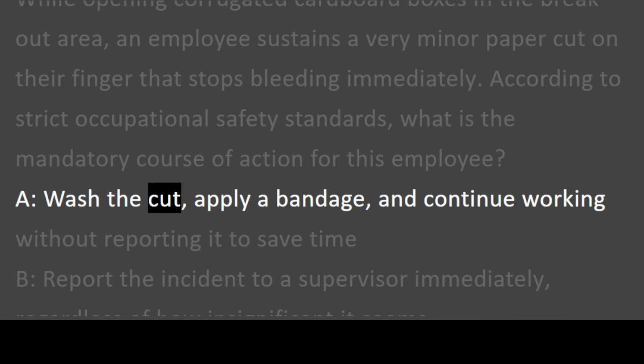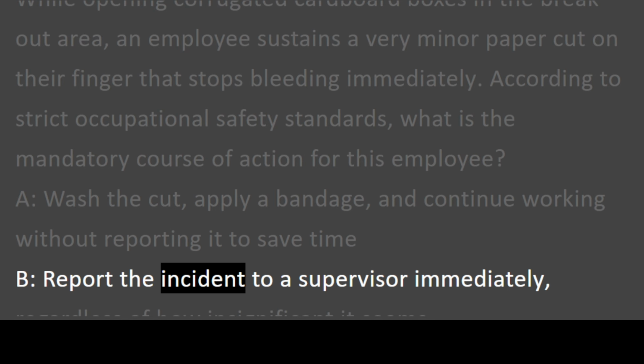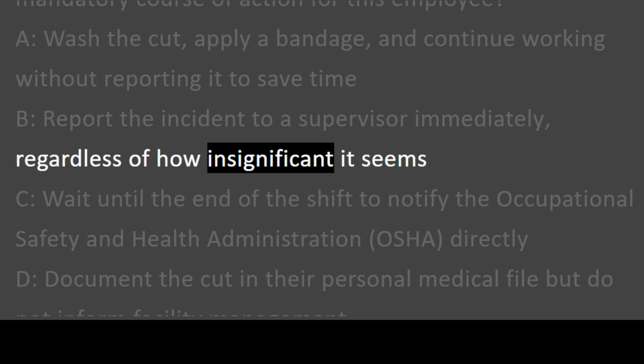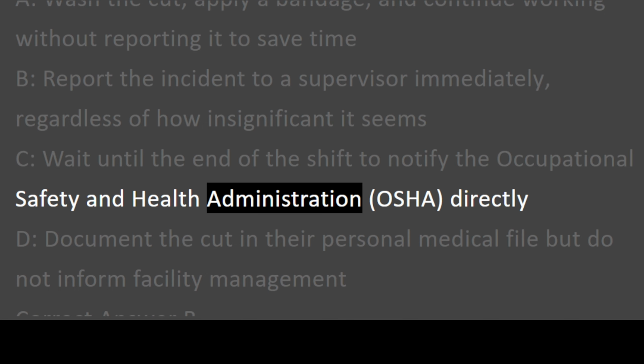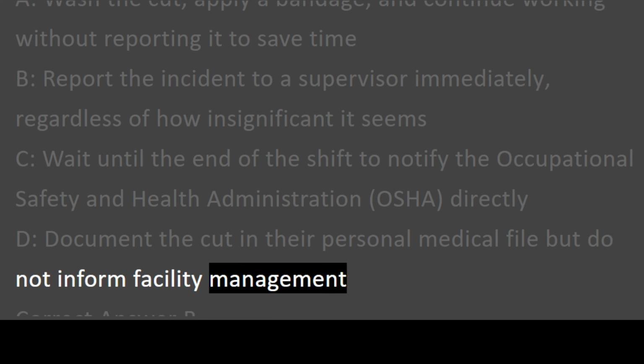A. Wash the cut, apply a bandage, and continue working without reporting it to save time. B. Report the incident to a supervisor immediately, regardless of how insignificant it seems. C. Wait until the end of the shift to notify the Occupational Safety and Health Administration, OSHA, directly. D. Document the cut in their personal medical file but do not inform facility management.